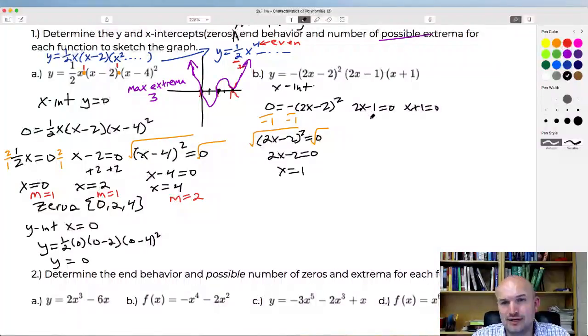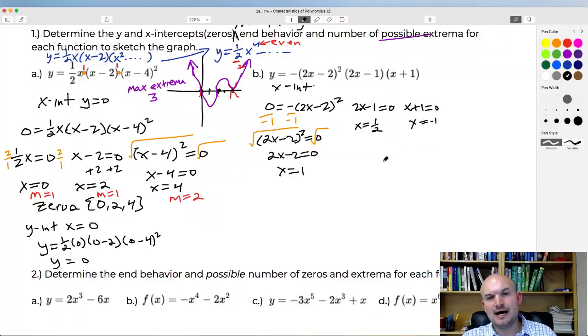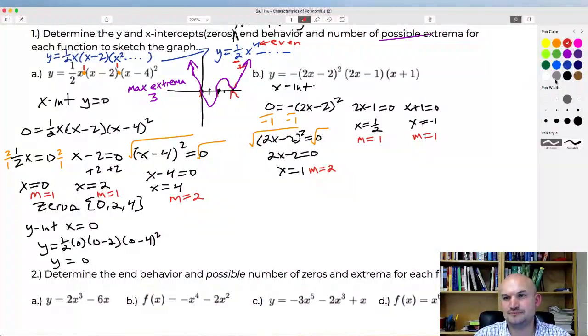Here you can add 1 and then divide by 2, so x is going to equal 1/2. And here you would just subtract 1, so x is going to equal -1. Okay, so those are my x-intercepts, and now let's go and talk about multiplicity. You can see that this is the only one that's raised to an even power, so I'm going to say my multiplicity is equal to 2. Here my multiplicity is equal to 1, and then this one has a multiplicity equal to 1.